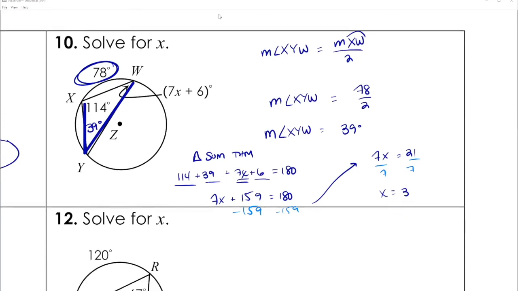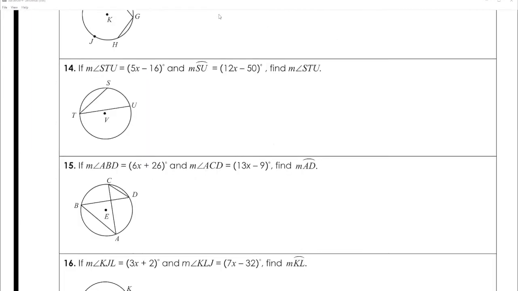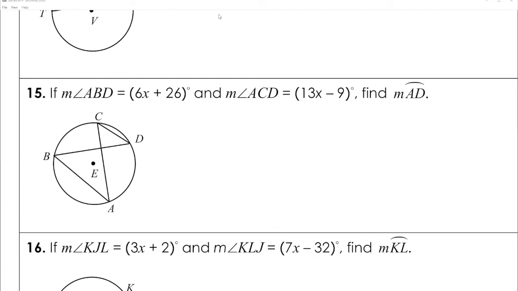All right, let's do one more of these before we move on to our inscribed quadrilaterals. All right, 15. Angle ABD is 6x plus 26. So ABD, 6x plus 26. ACD is 13x minus 9. They want us to solve for the measure of arc AD.